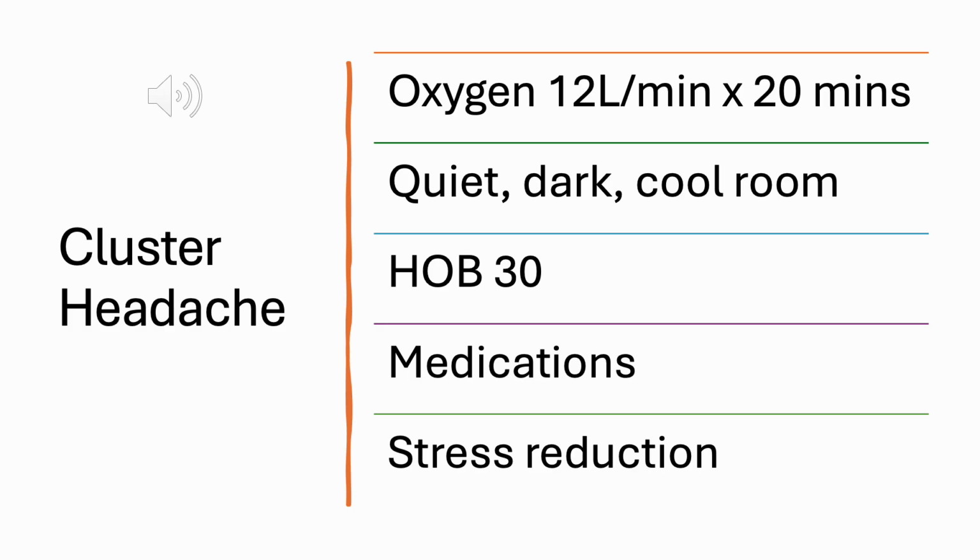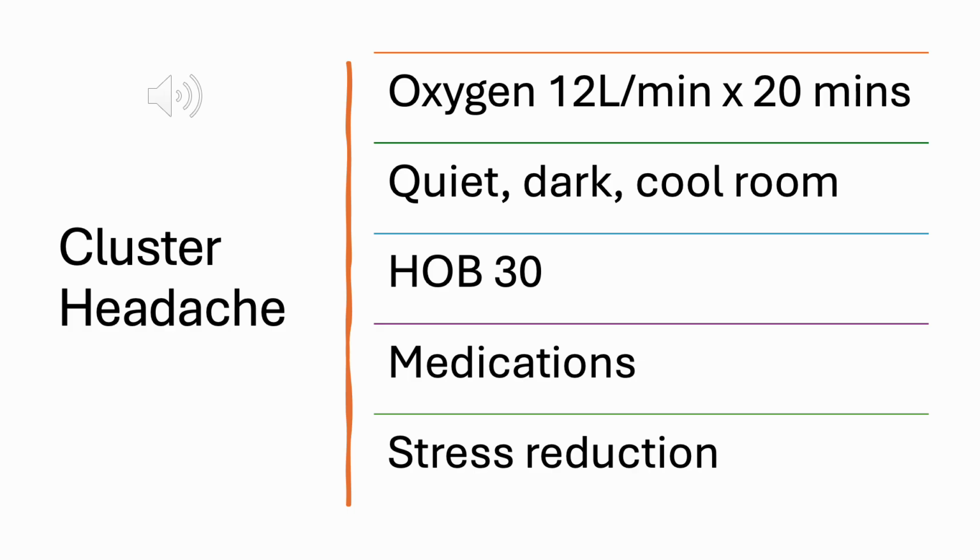Okay, the treatment for a cluster headache is very similar to a migraine headache. The medications are the same. You want to tell them when they get the headaches to go to a quiet, dark, cool room, just like a migraine. Head of bed 30. You want to encourage them to engage in activities that result in stress reduction. It's found that an altered sleep-wake schedule is another trigger for cluster headaches, so you would educate about that.